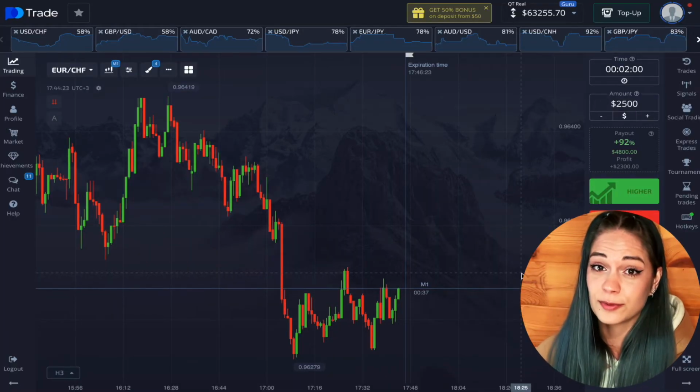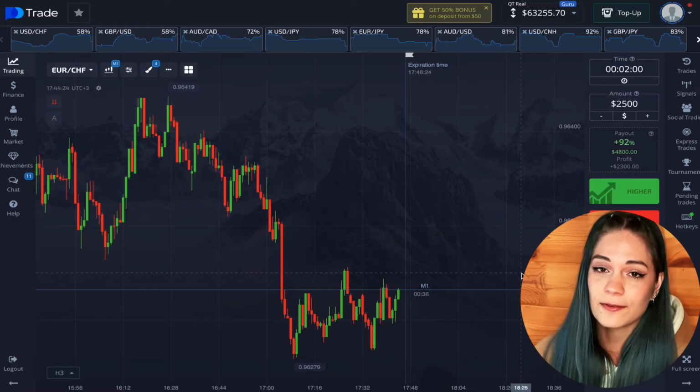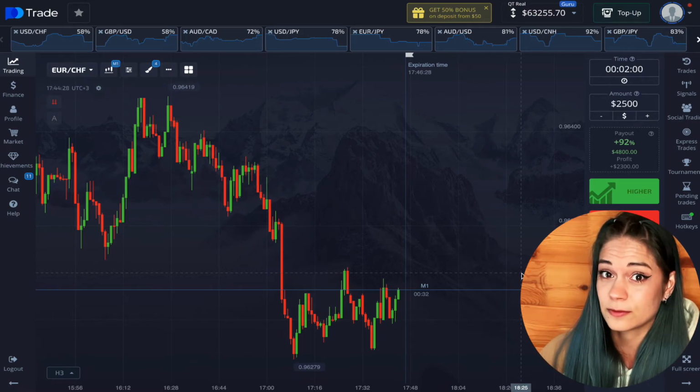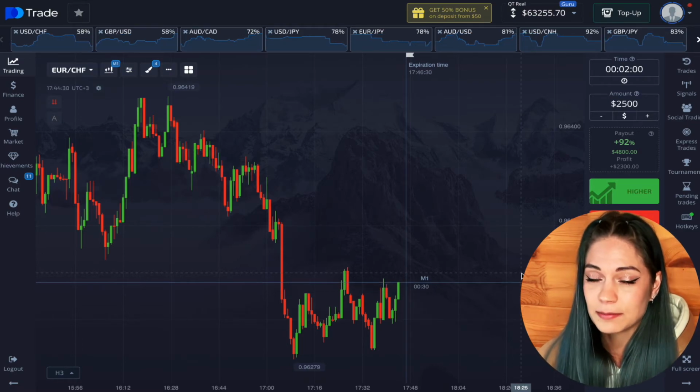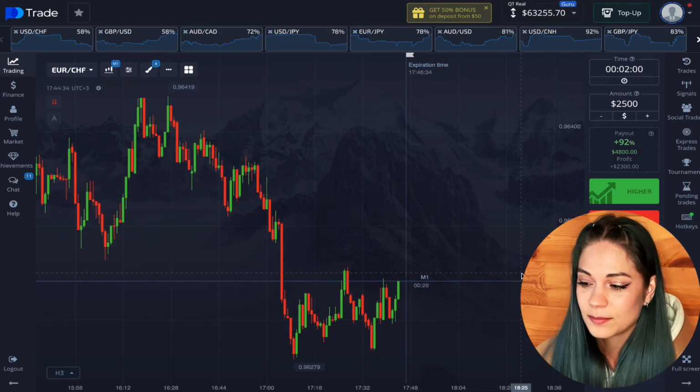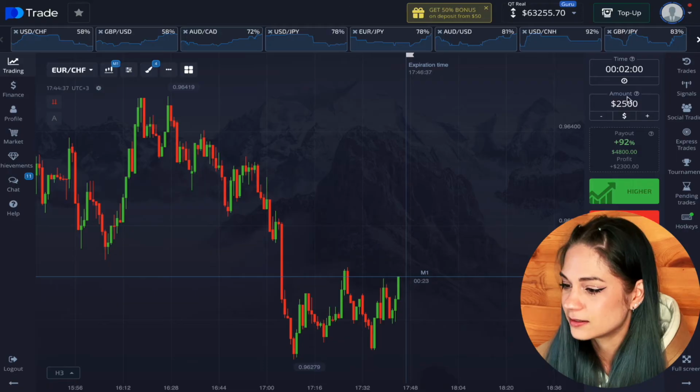Okay guys, let's finally get to Pocket Option and let's try to find a couple of deals with this strategy. And as I told you before, with this strategy you cannot find as many entry points and you have to spend a lot of time waiting for that. But I'm gonna try to find at least 2 of them if I'm lucky. But let's start.